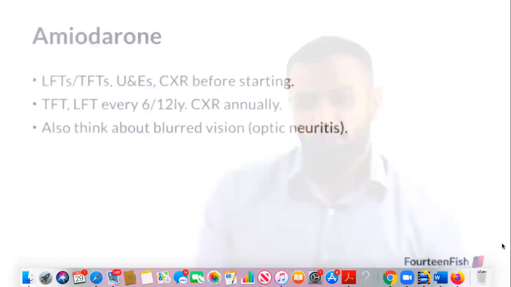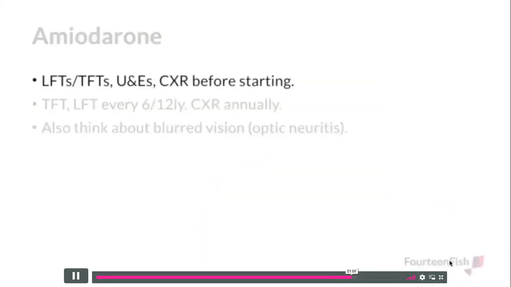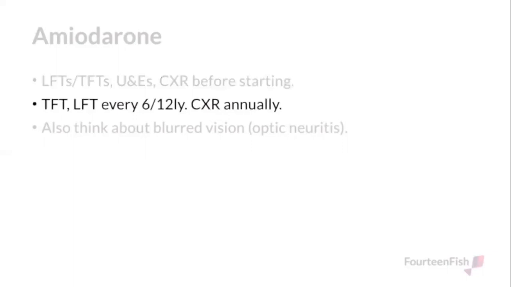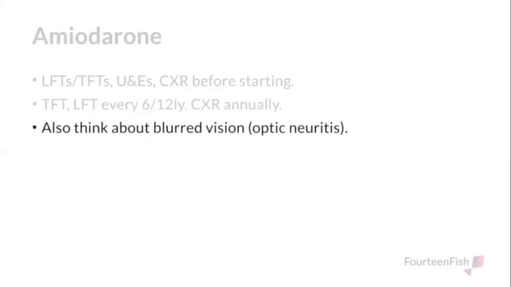Patients who take amiodarone require liver function tests, thyroid function tests, U&Es, as well as a chest x-ray before starting, because amiodarone can lead to pulmonary fibrosis. Thyroid function tests and LFTs are needed every 6 months, and a chest x-ray is required annually. It's also important to bear in mind checking patients for optic neuritis if they take amiodarone.